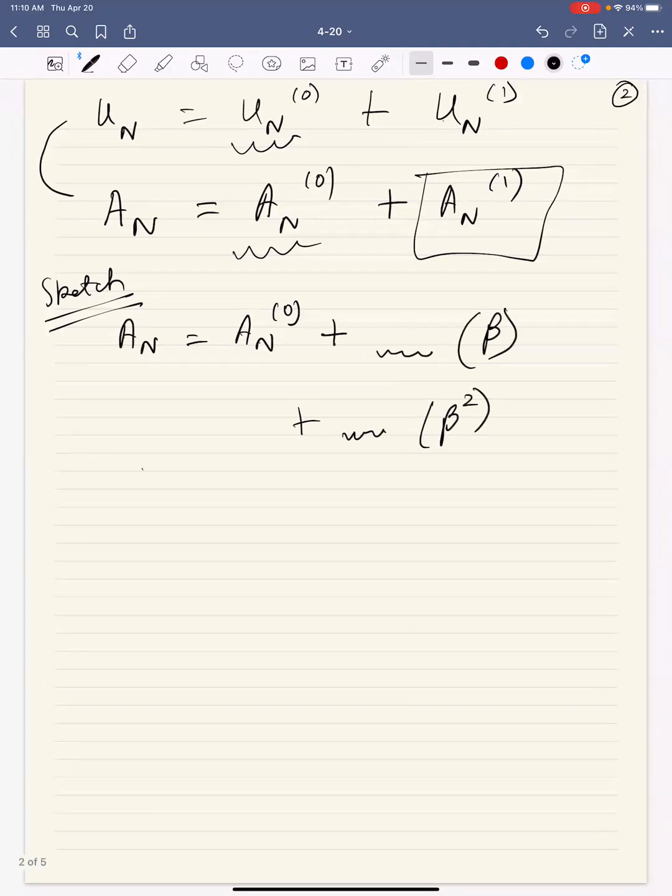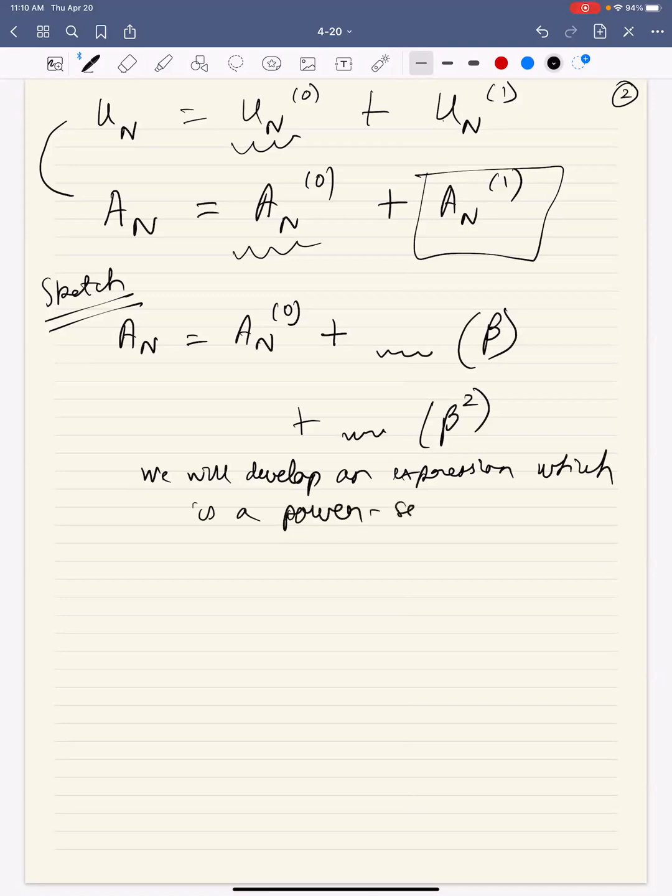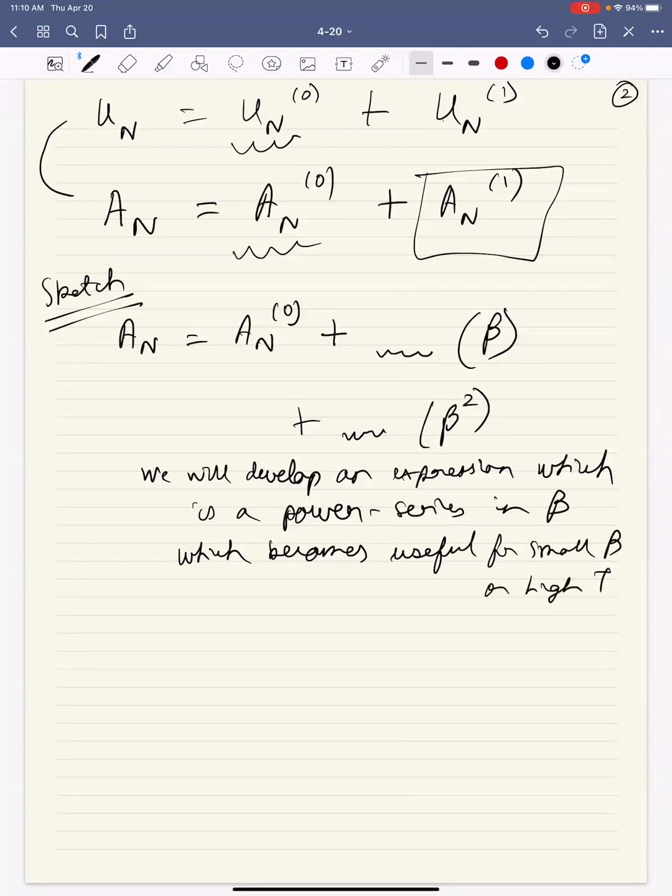So we will develop an expression which, in math, is known as a power series in beta. It is going to be a power series in beta. And in principle, it is exact. You just need to keep plugging in as many powers of beta as you want. It will become useful when beta is small, or at high temperature. It is useful for small beta or high temperature.